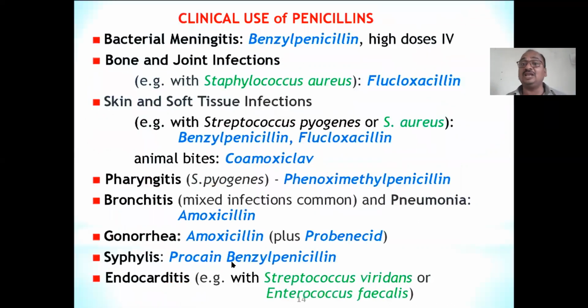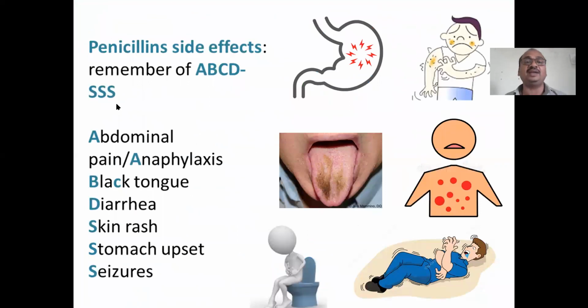And the clinical uses of penicillin: bacterial meningitis in the brain, and in high doses, bone and joint infections, skin and soft tissue infections. All are very, very important. Also Streptococcus pyogenes, bronchitis, gonorrhea, syphilis, endocarditis. Very, very important. But penicillin also has side effects.